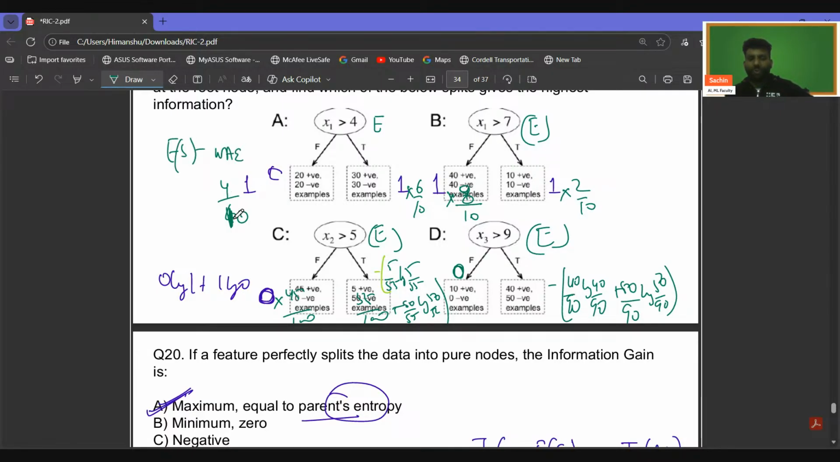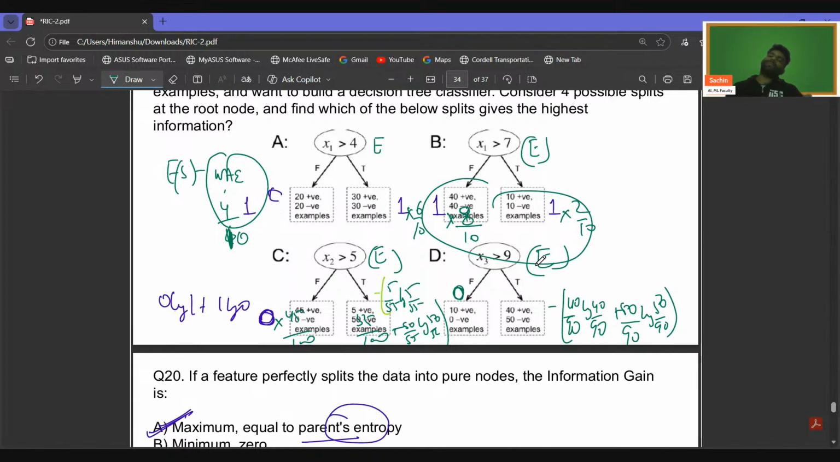So, 4 by 10 into 1 plus 1 into 6 by 10 will give us the value for this one. What is the value of the weighted average entropy over here, here? Whichever is minimum, that is going to be the best split. I hope you are getting that. So that would be giving me the best possible split.